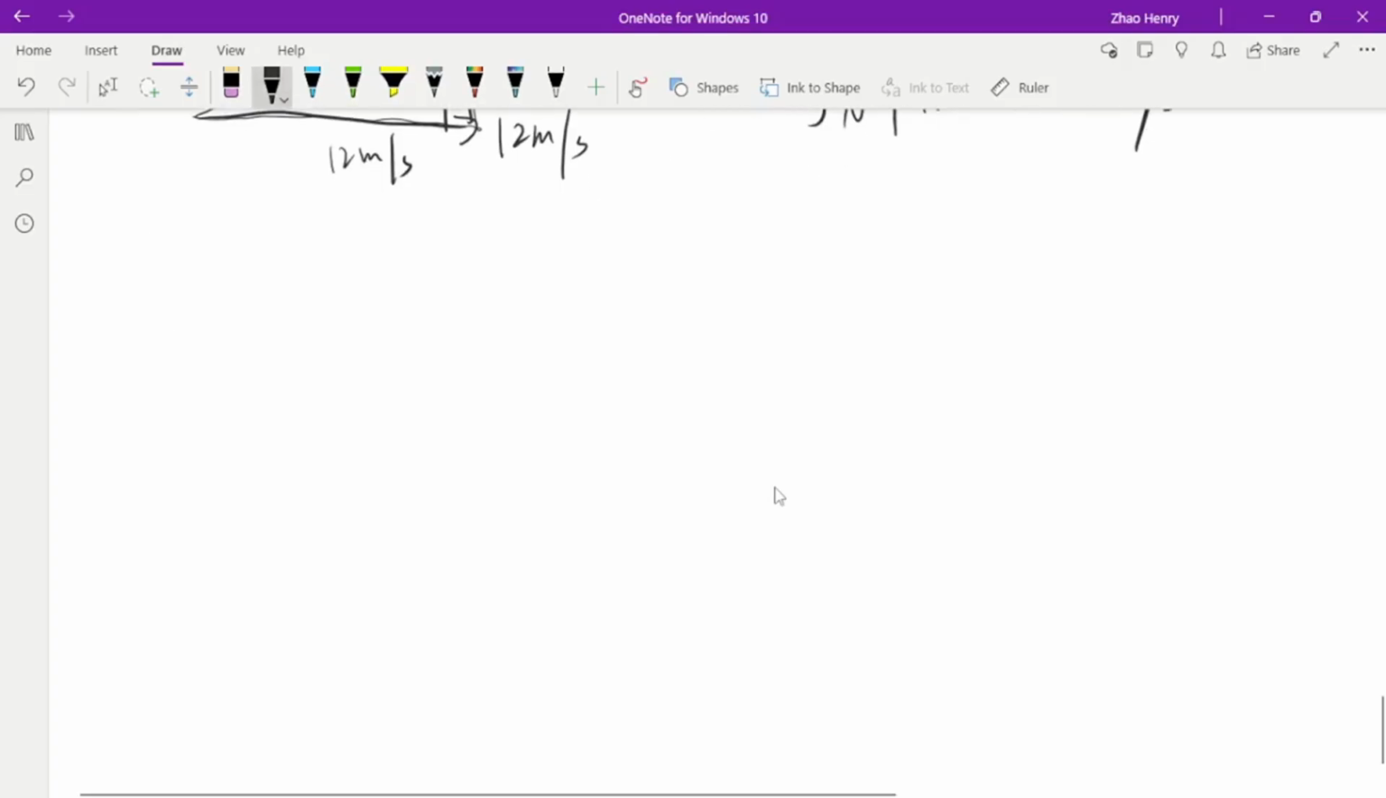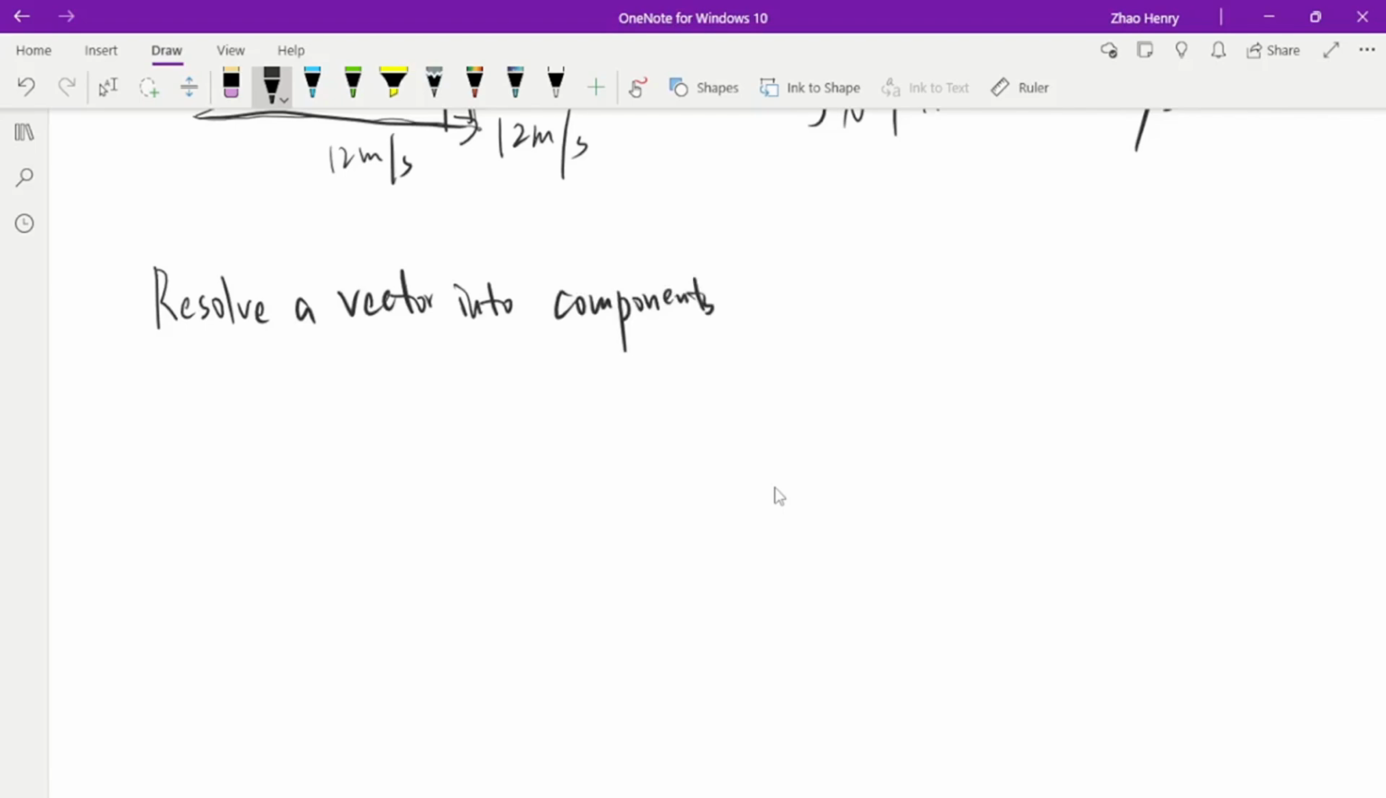Let me say this again. Let me write this again. Resolving a vector into components is very important. Let me give you another example.